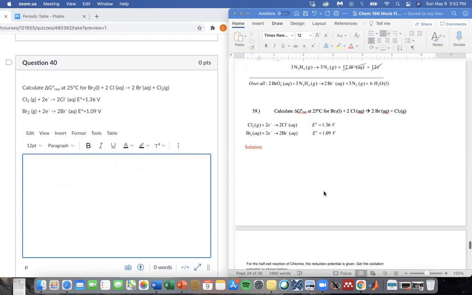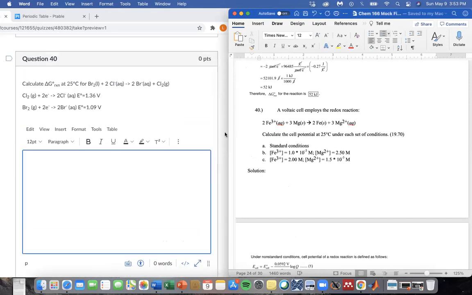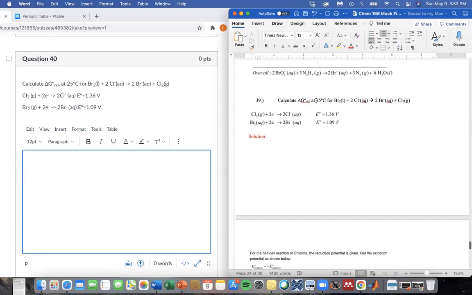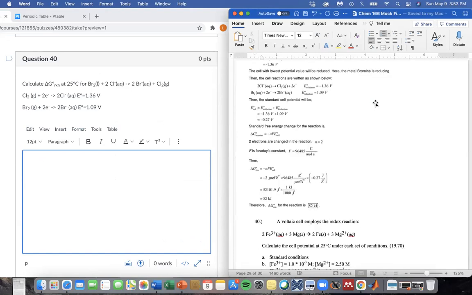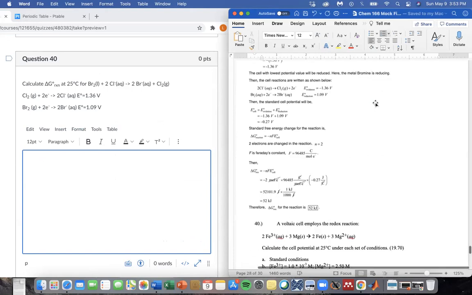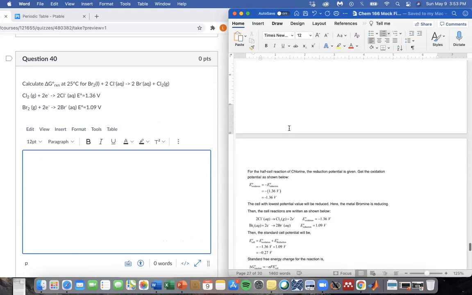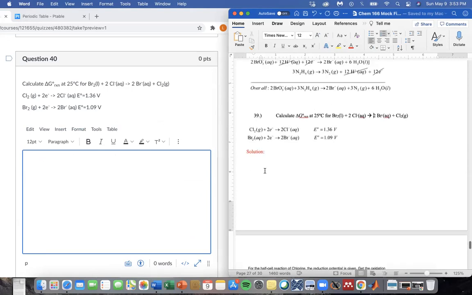For our last question here, we have 2 more questions. We have: calculate delta G at 25 degrees Celsius for this reaction here. So the first thing we have to do is figure out what our anode and our cathode is in order to find our, not our delta G, our E cell.